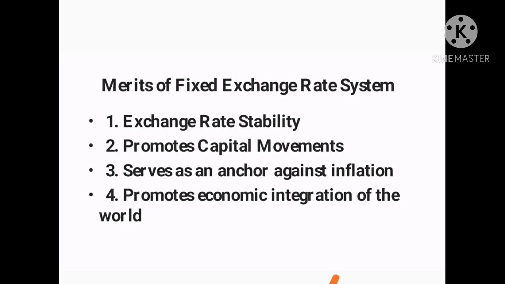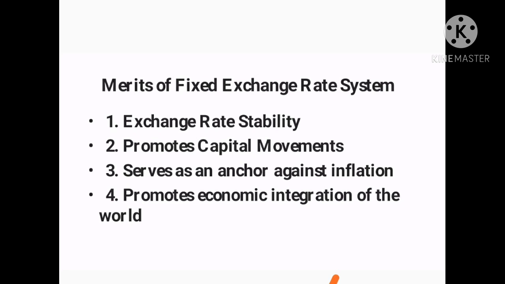Merits of fixed exchange rate system. Exchange rate stability. In defense of fixed exchange rate system, it has been pointed out that it ensures stability in exchange rate. Exchange rate stability, it is said, is necessary for orderly development of the international economy and rapid growth of world trade. If the exchange rate is unstable or variable, the exporters will not be certain about the price they would receive for the goods to be exported by them.